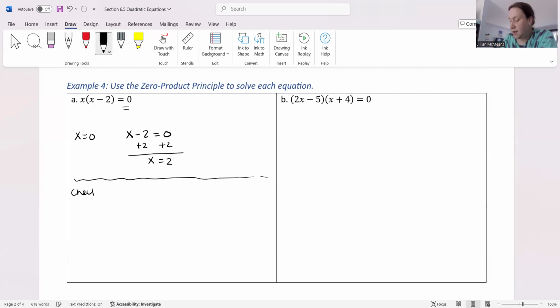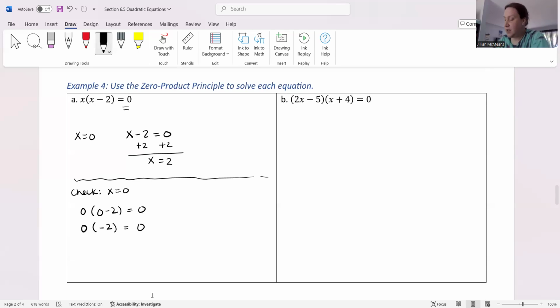So let's check x equals 0. We're going to take our original equation. Anywhere we see an x, we're going to plug in a 0. So we get 0 times 0 minus 2 equals 0. Well, I get 0 times, well, 0 minus 2 is negative 2. But what is 0 times negative 2? Well, it equals 0. So by letting x equal 0, we get a product that is truly equal to 0.